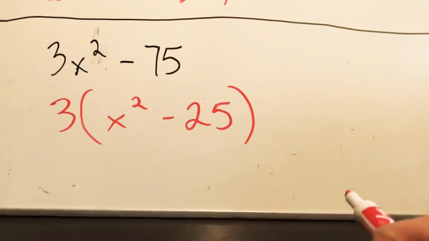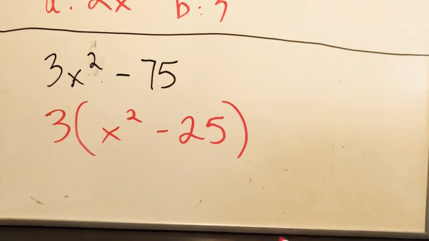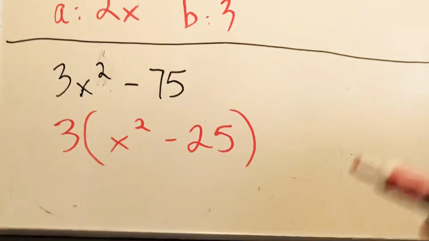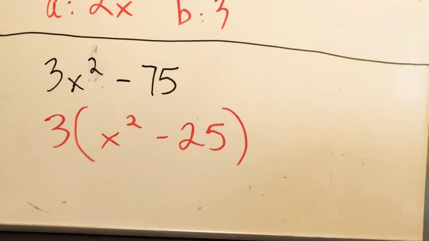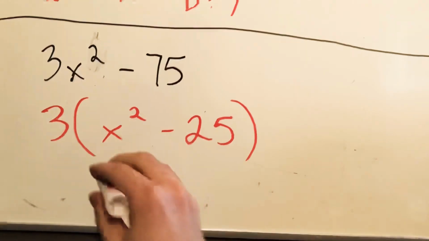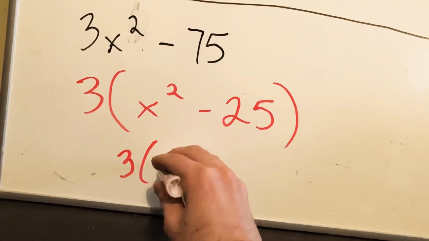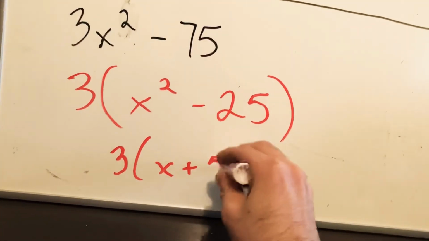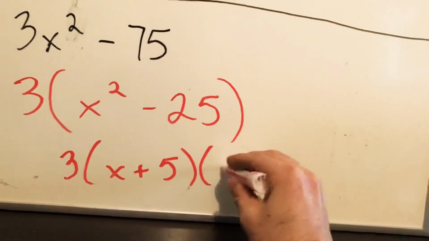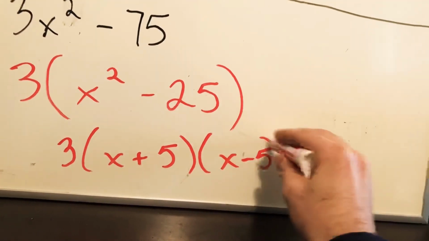We have to look at what's inside the parentheses and say x squared minus 25. That is an example of our difference of squares pattern. So now that you've seen a couple examples, you should see that this factors as 3 times x plus 5 times x minus 5.